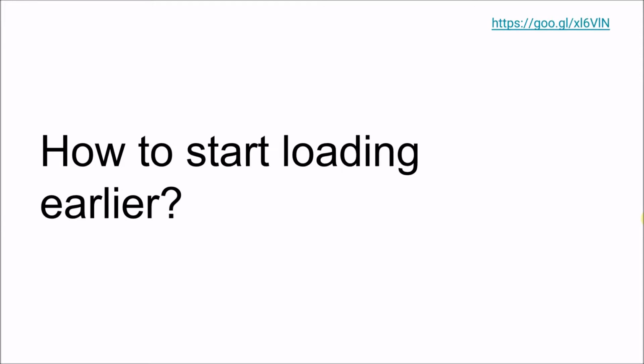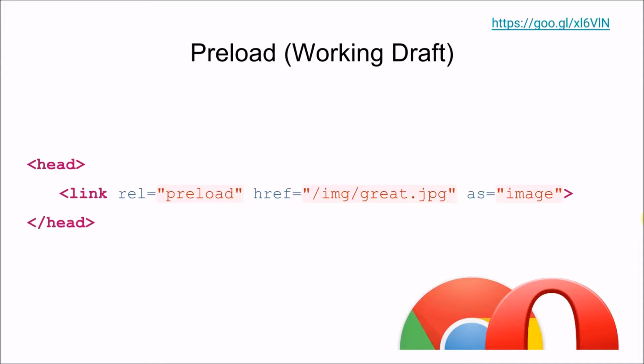So one thing we can do is to start loading the images earlier. In the case that we don't need the image right away, maybe it's behind a tab, maybe it's below the fold, one simple thing is to add the image in the head with the preload attribute. This will tell the browser that this is a resource that will eventually be needed, but it should be loaded with low priority. The problem with that is it's still a working draft. It only works on Chrome and Opera.